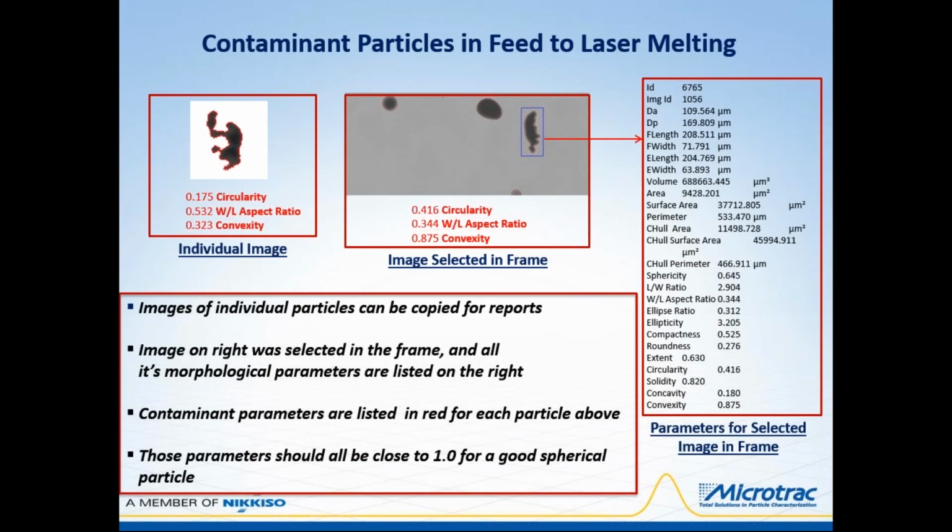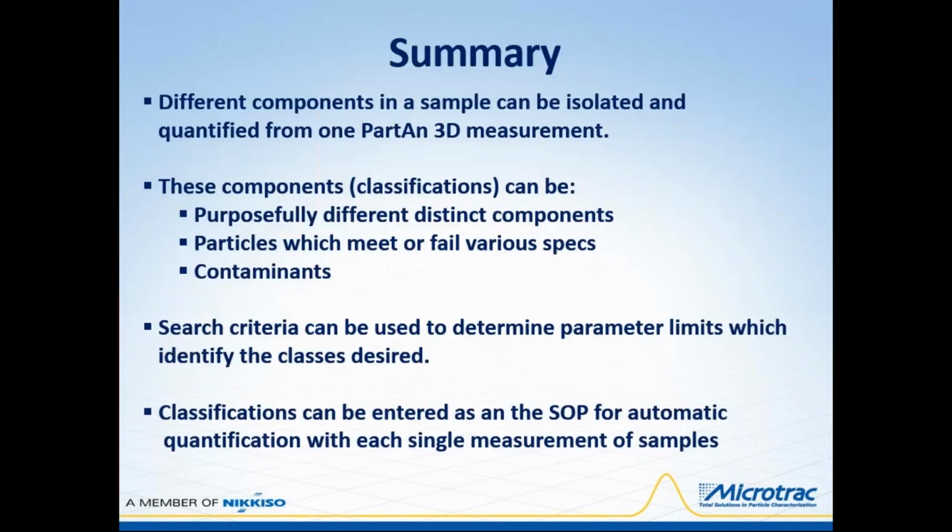Images can be captured and copied. Here are two different contaminant particles. The image on the right, when selected from the frame in the View Particles display, automatically lists all parameters for that particle to the right. The contaminant parameters listed below each image show low circularities, low aspect ratios, and low convexities. These parameters should all be close to 1 for a good, smooth, spherical particle. Image analysis technology is the only one that can provide this kind of information.